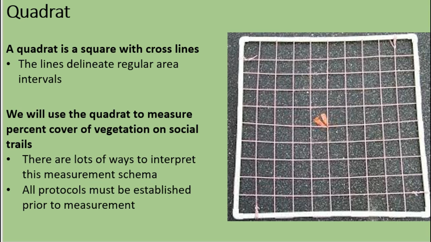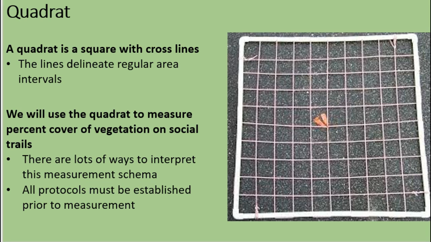So along the transect, when we are measuring vegetative cover, we will use a quadrat. A quadrat is a square with cross lines. The lines delineate a regular area in intervals. It doesn't actually matter what the area is, but that the divisions created by the lines make equal-sized portions within the larger framework. We'll use the quadrat to measure percent cover of vegetation on social trails.